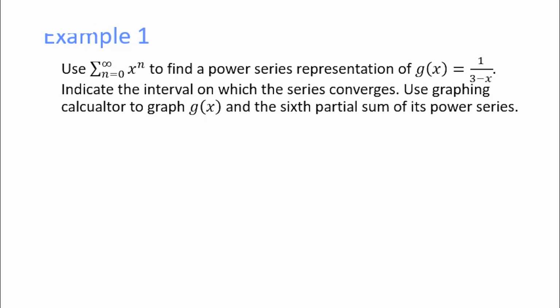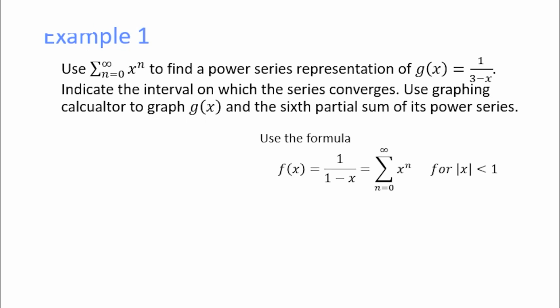Since our task is to use the infinite sum of x to the power of n, it means that we will use the form of f(x), which is 1 over 1 minus x. Now this means that we need to see g(x) in the form of 1 over 1 minus something. For this something, I will use a different variable. Let's call it u.